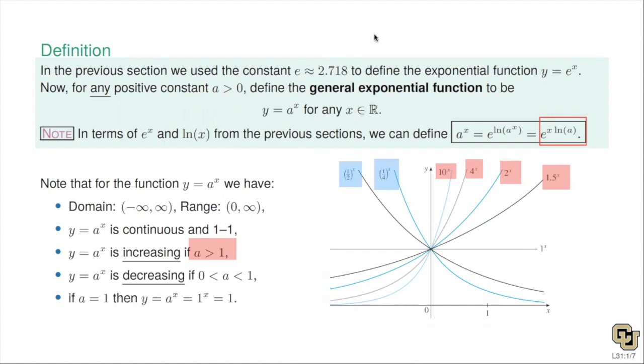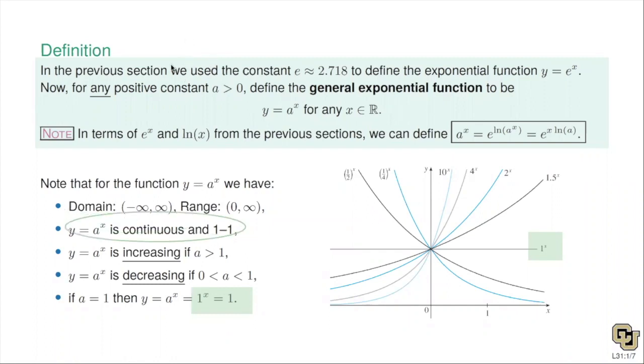Finally, if a is exactly equal to 1, then we don't have a very interesting function. 1 to the x always equals 1. So here we just end up with the constant 1. So if a is equal to 1, then 1 to the x is just the constant horizontal line 1. So note that when a is equal to 1, it's not 1 to 1. I say here it's continuous and 1 to 1, but not when a is equal to 1. So this horizontal line is definitely not 1 to 1. It fails the horizontal line test horribly.